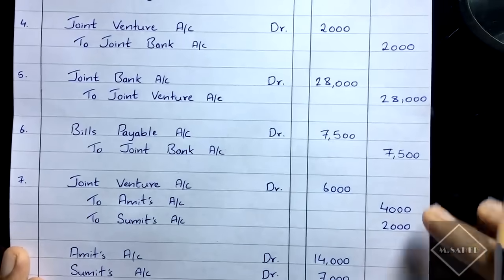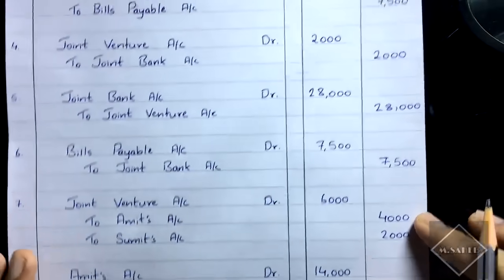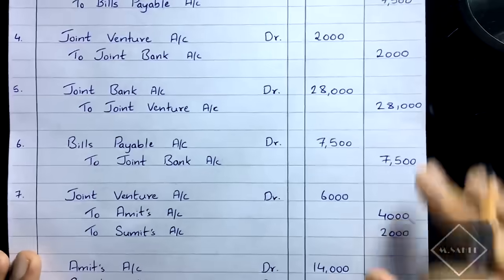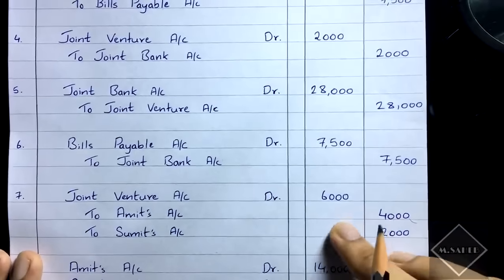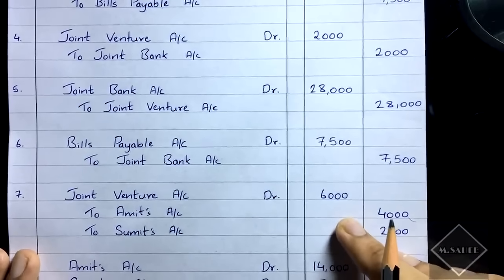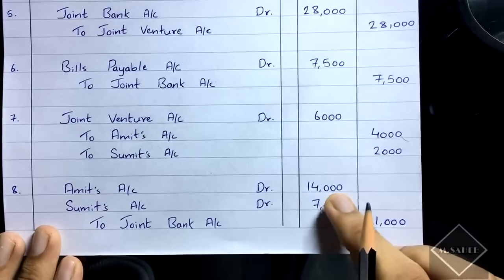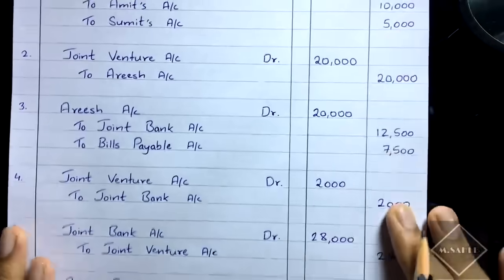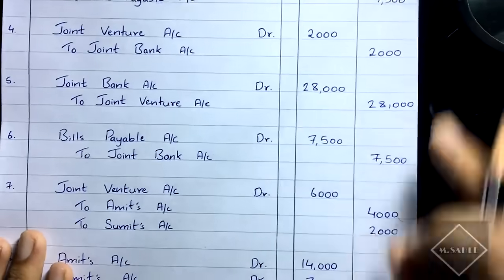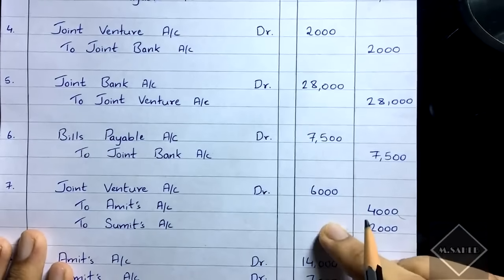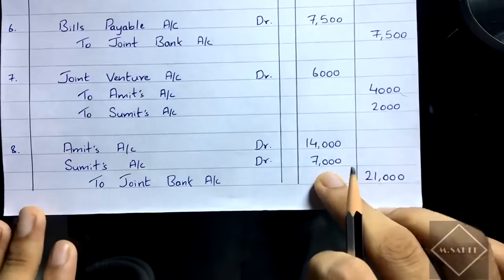So entire you have to take as the balance. See, 10,000 and 4,000. So there is a shortage of 14,000 on the debit side in Amit's account. So you have to take that balance. Okay, so Amit's account will be debited by 14,000 and Sumit's account has the balance of 7,000. See here, 5,000 plus 2,000. So on the debit side there is nothing, zero. So you have to take 7,000 on the debit side.